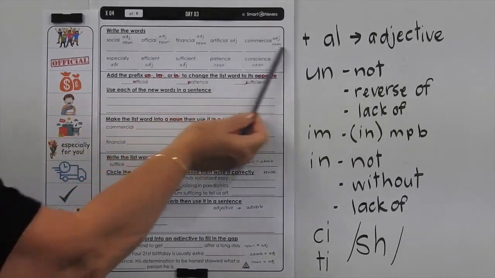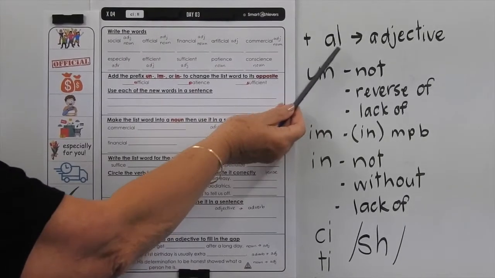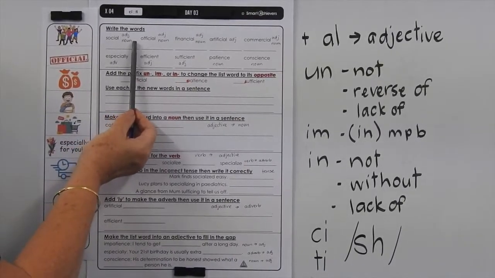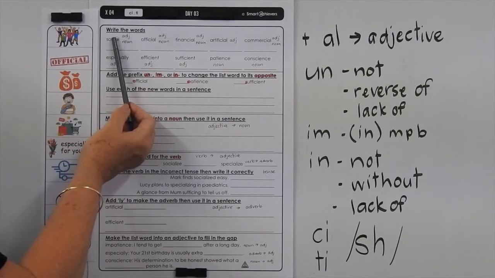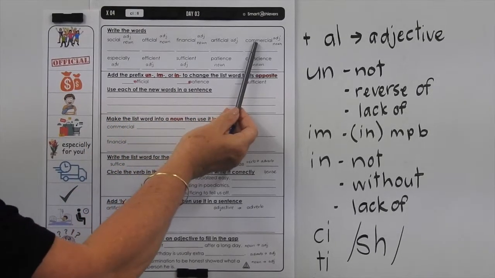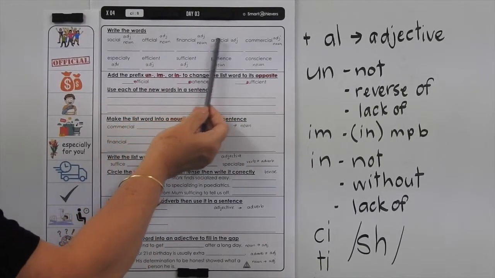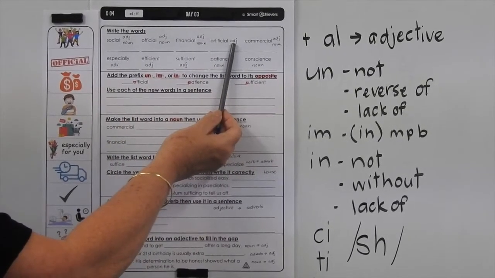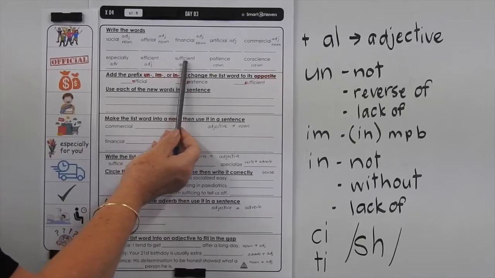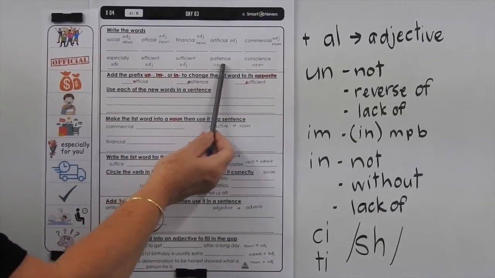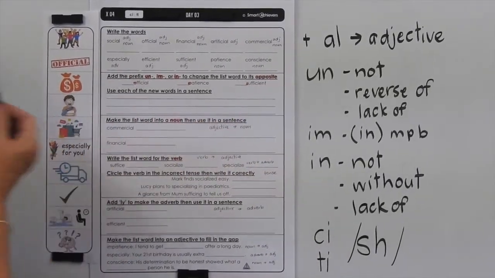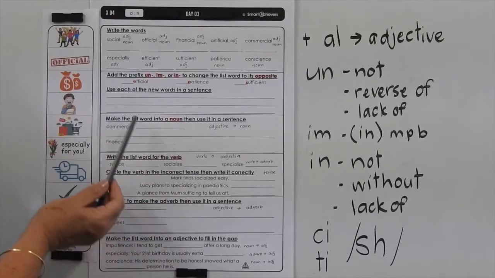Most of these words end in al, and we know that al at the end of a word usually forms an adjective. But some of them could also be nouns. So social could be an adjective and a noun, same as official, same as financial, same as commercial, whereas artificial is just an adjective. Now, especially is an adverb, and then we have efficient, sufficient are just adjectives, and patience and conscience are nouns. Now, I've told you that, you may need to notate that to make the rest of the page a bit easier for you.